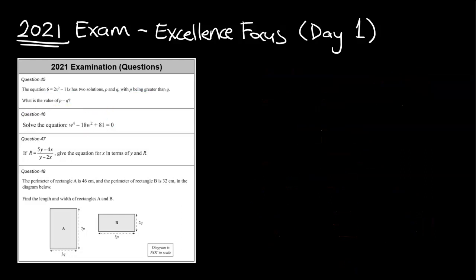We are now on to question number 46. And this here is actually maybe one of the hardest algebra questions that come up. It actually relies on a lot of year 12 questions. So we've been asked to solve this. So we're going to go w to the power of 4 minus 18w squared plus 81 equals 0.